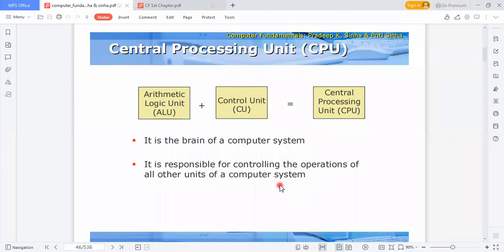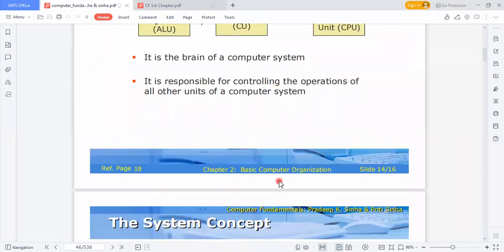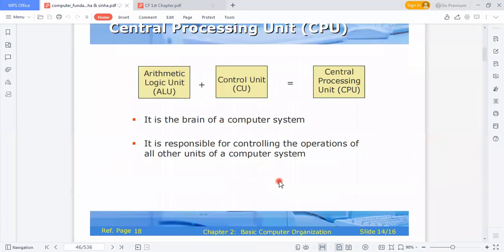That means you must know there are 5 units of a computer system, and all parts are controlled by the central processing unit.